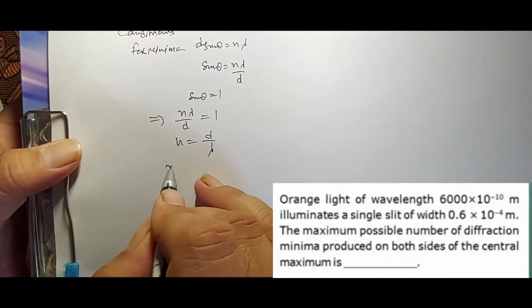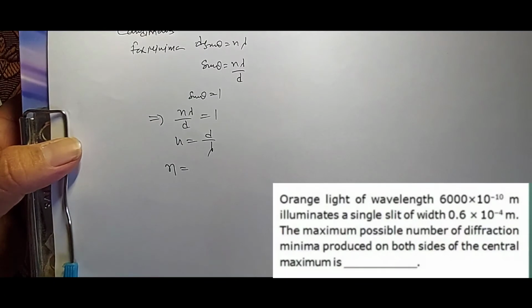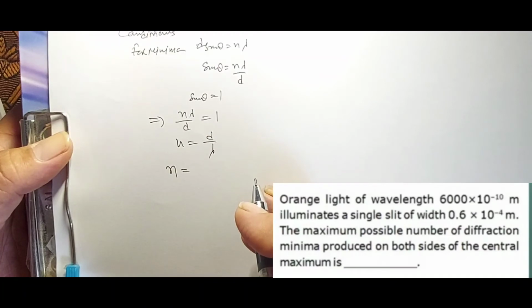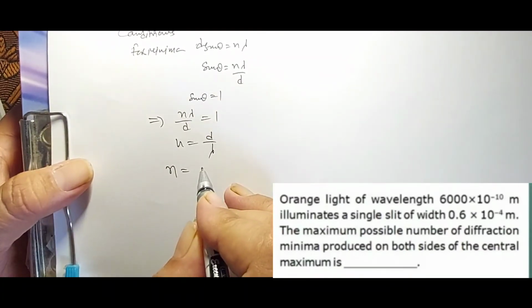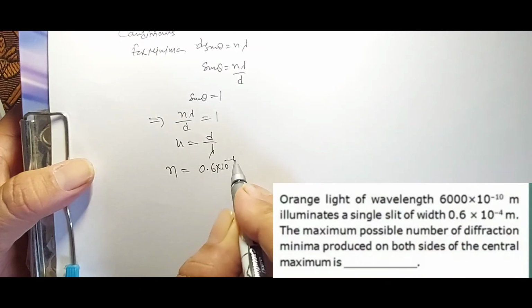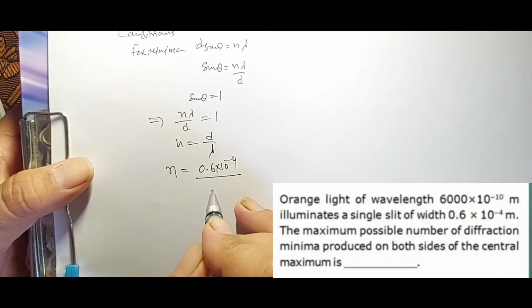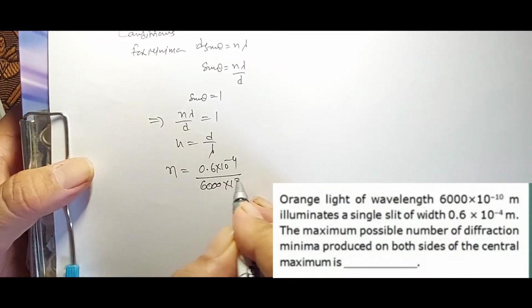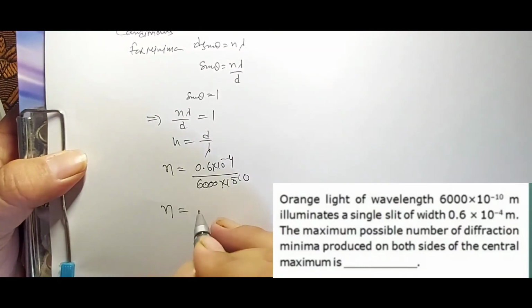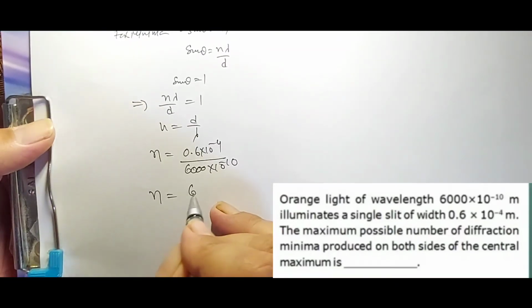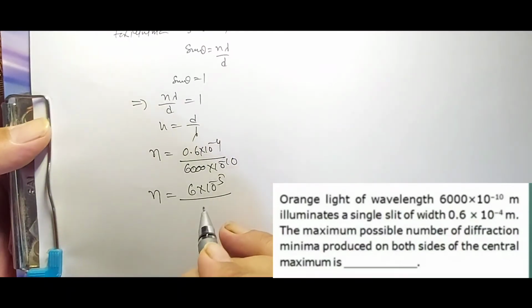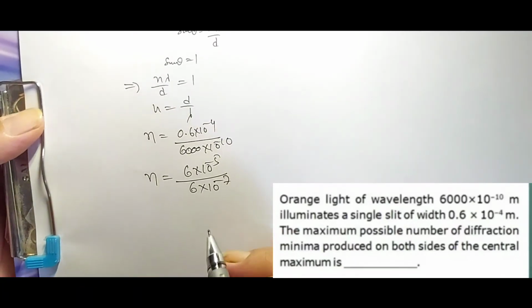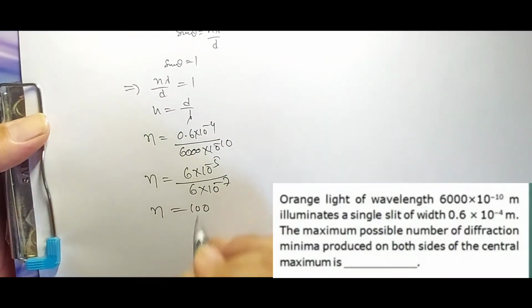So n is equal to d by lambda. Here d is the width of the slit, 0.6 into 10 to the power of minus 4, divided by lambda. Lambda is 6000 into 10 to the power of minus 10. So n is equal to 6 into 10 to the power of minus 5 divided by 6 into 10 to the power of minus 7. So n is equal to 100.